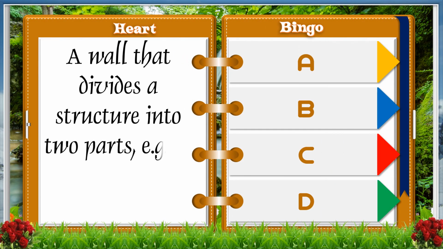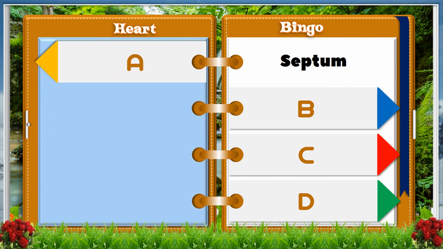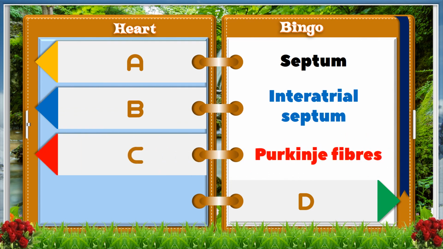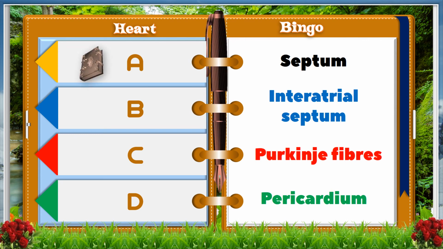A wall that divides a structure into two parts, e.g., in the nose, in the heart, etc. A. Septum. B. Atrio-septum. C. Purkinje fibers. D. Pericardium. And the answer is A. Septum.